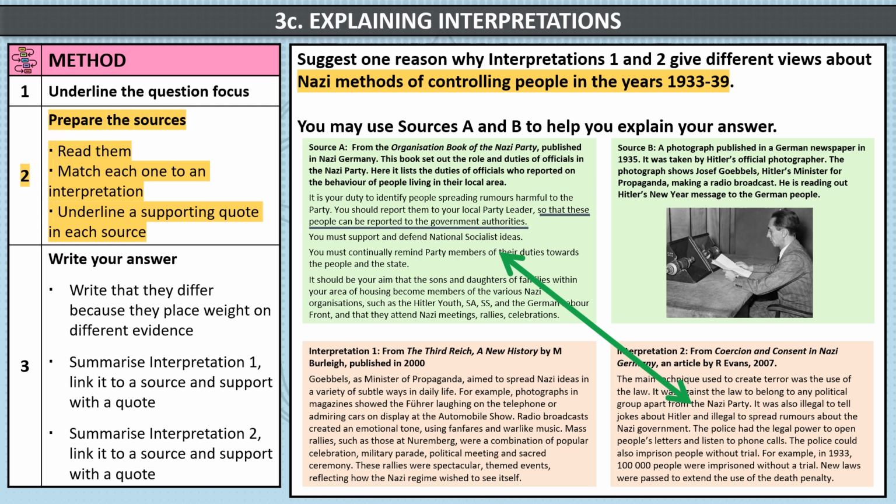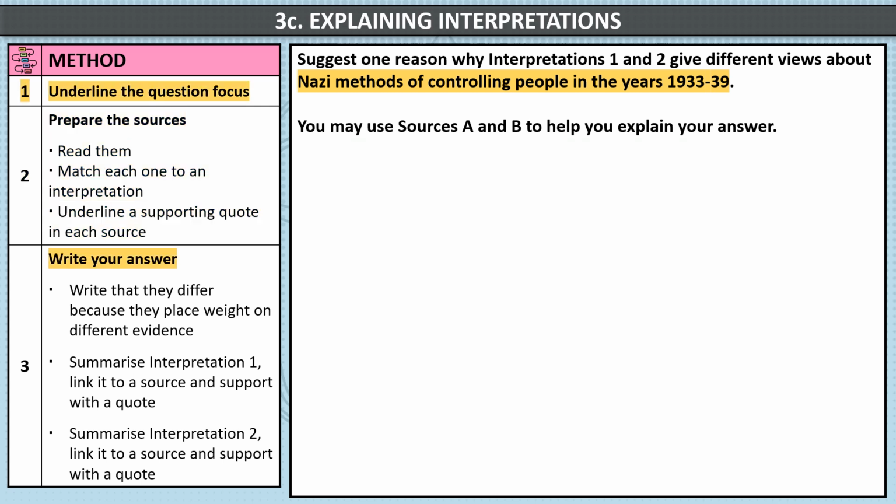Source B is about radio propaganda, so it matches with interpretation 1. Because the source is a photo, I'll pick something from the content of the photo to use in my answer. In this case, Goebbels' radio script. And now I can write my answer.